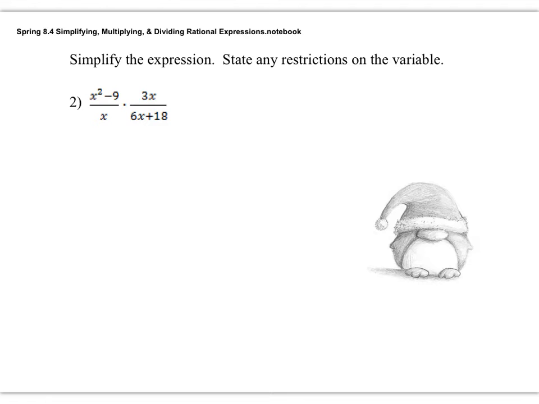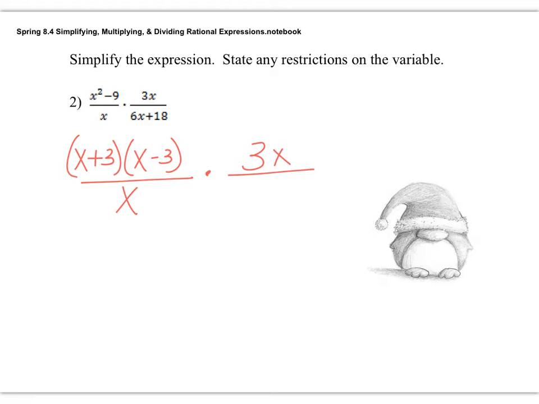All right, number 2. Step 1 is to factor. So the top has a difference of squares, my favorite, x plus 3 and x minus 3. The bottom is just an x, right? That's just a monomial, nothing I can do. The top is just a 3x, and the bottom I can take out a 6 for my GCF, and I'm left with x plus 3. All right, step 2 is restrictions.